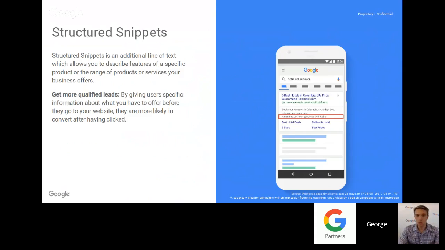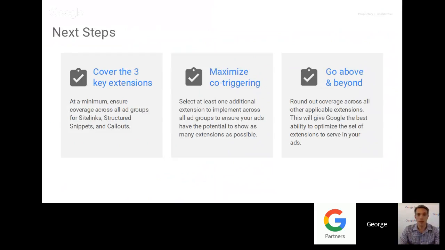So those are the three definitely that I would recommend: site links, callouts, structured snippets. So go ahead today and start adding all these three different ad extensions to your campaigns. What this will also allow you to do is to maximize Google to co-trigger. So the different ad extensions interplay, and Google will very often automatically determine which are the ones that should show together and have the highest click-through rate for your ads.